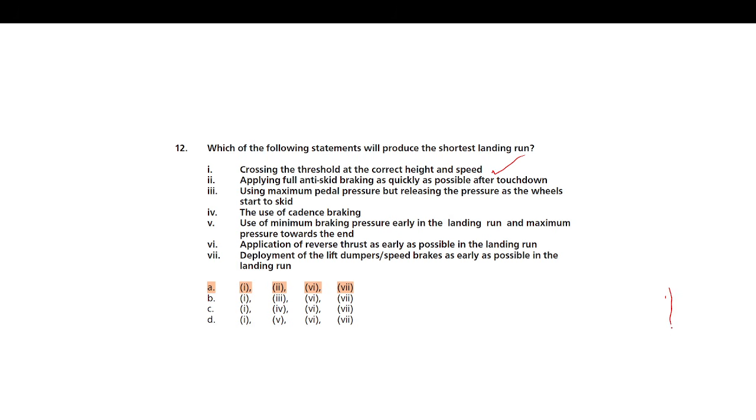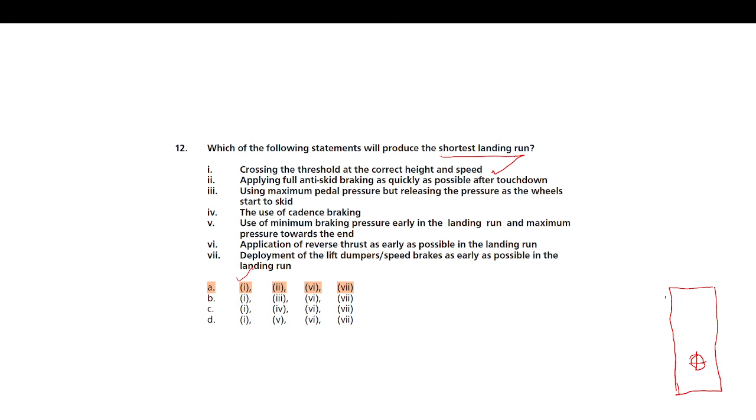Definitely, because here somewhere the threshold marking is there for landing our aircraft, and if this threshold is crossed by our aircraft at the correct height and specified optimal speed, then it is going to produce the shortest landing run.